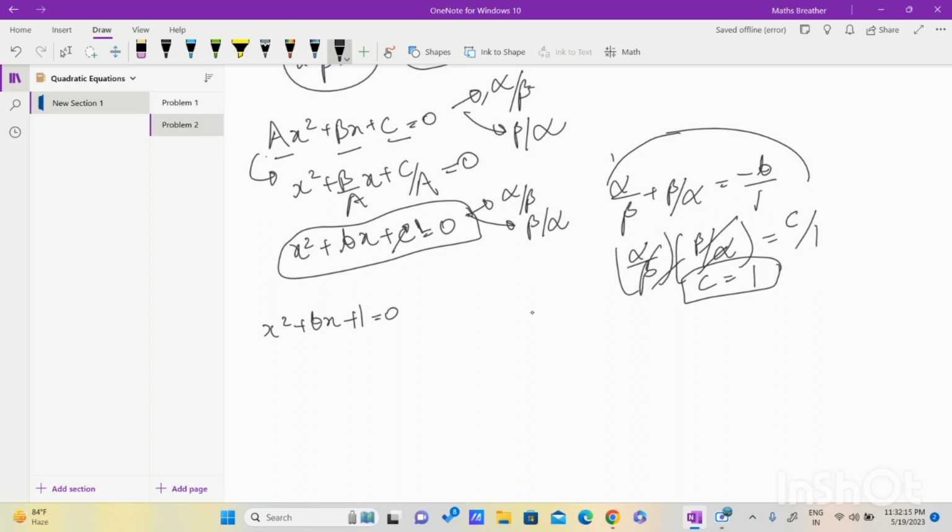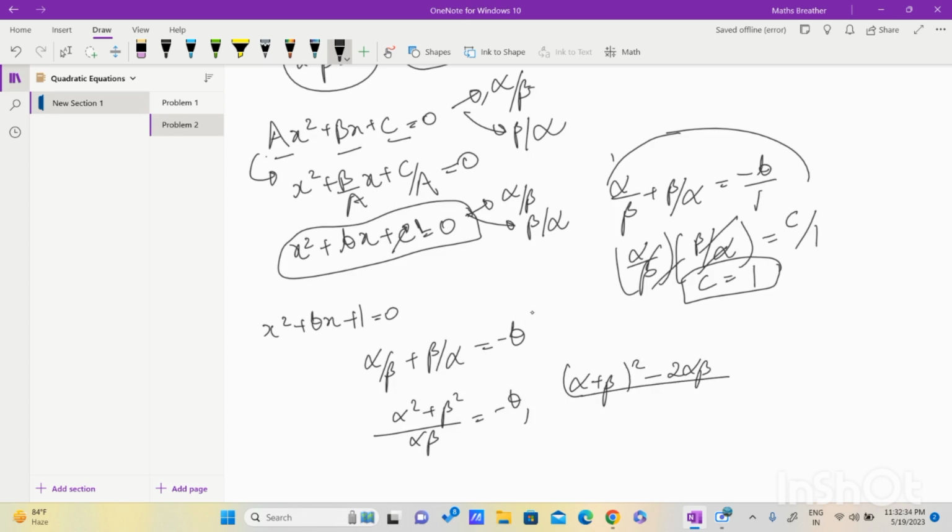Yeah, how am I going to do that? Alpha upon beta plus beta upon alpha equals minus b. I'll take the LCM: alpha square plus beta square upon alpha beta equals minus b. Now alpha square plus beta square can be written as alpha plus beta whole square minus 2 alpha beta, upon alpha beta equals minus b.